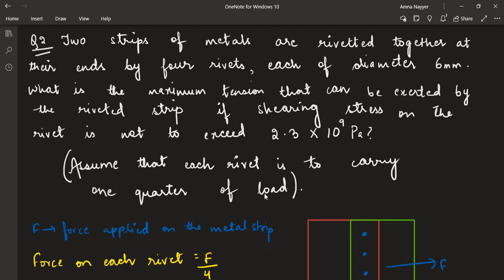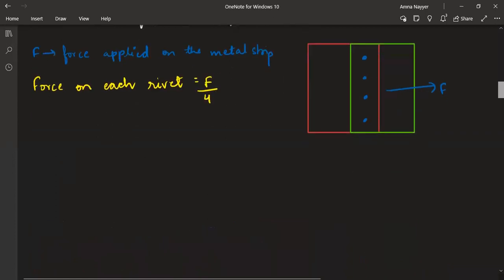It says that two strips of metals are riveted together at their ends by 4 rivets. Each rivet's diameter is 6 millimeter. You have to find out the maximum tension, meaning the force. Force is missing and shearing stress is given. Now here, because 4 rivets are given, the force on each rivet that you will take will be F by 4. F is the force applied on the metallic strip. So for each single rivet, it will be F by 4.